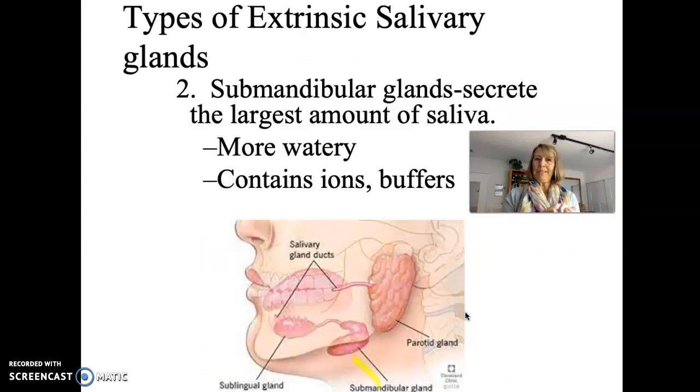Second, submandibular. So if it's submandibular, it's under the mandible. It secretes the largest, copious amounts of saliva, not as thick, much more watery, and it's going to contain buffers so that you are manipulating that acidity in the mouth, and containing ions. So here, submandibular gland, right under the mandible there, the most voluminous amount of saliva.